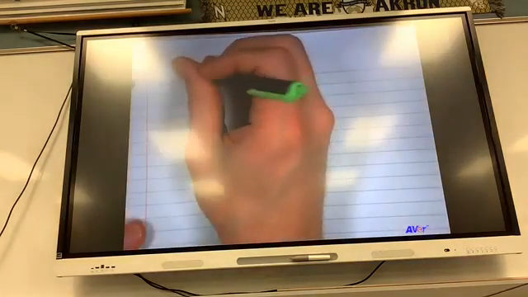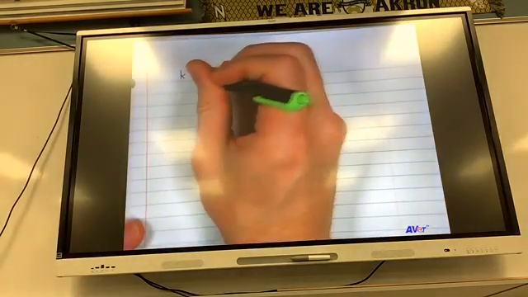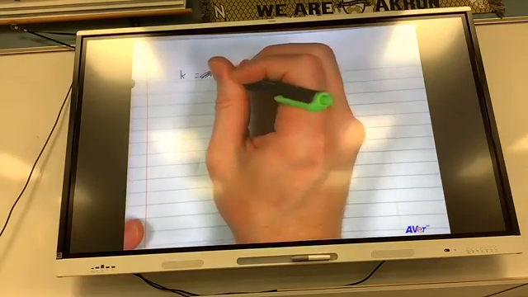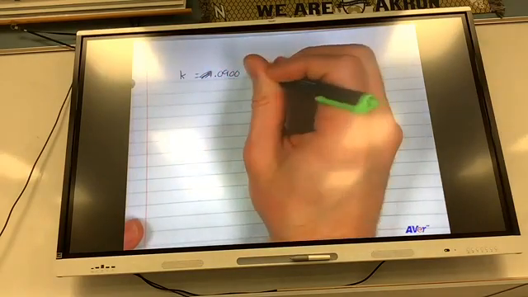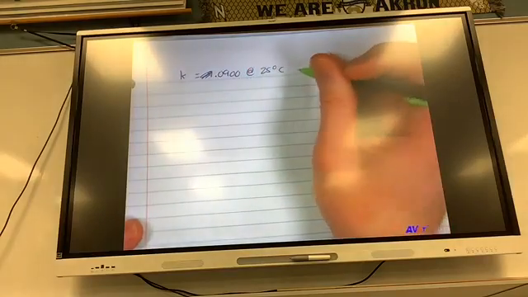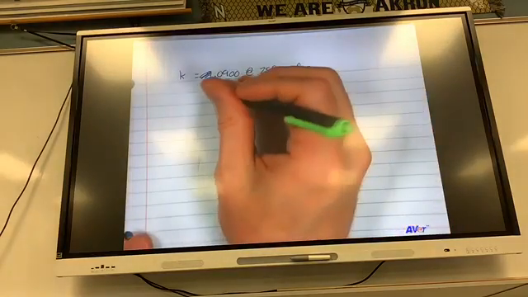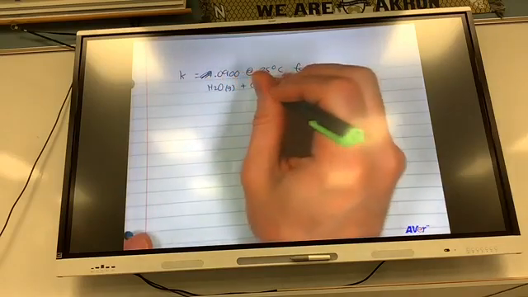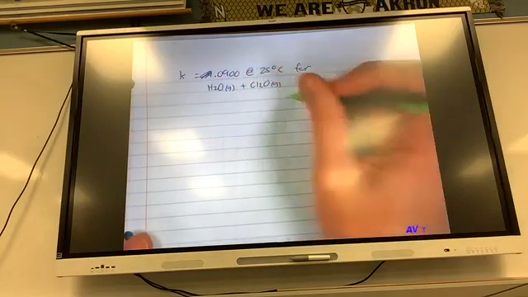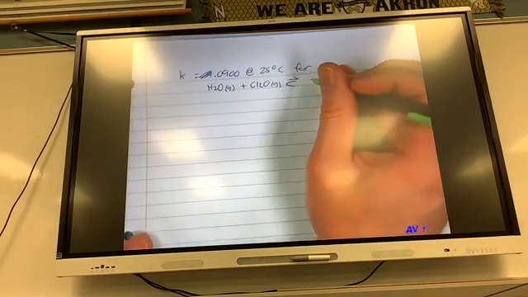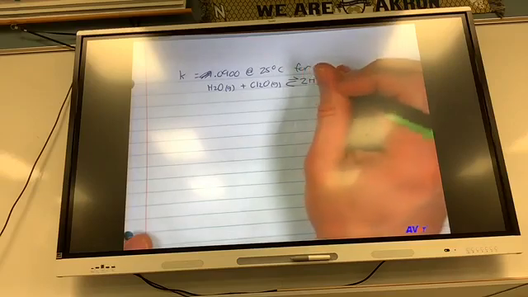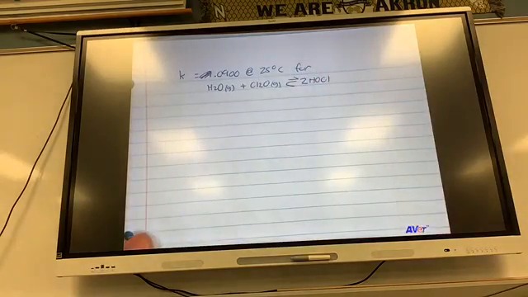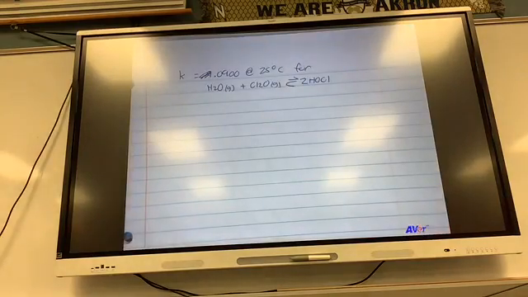All right, 45. The equilibrium constant, K, equals 0.0900 at 25 degrees Celsius for the following reaction. H2O gas plus Cl2O gas is in equilibrium with 2HOCl. You know what? This is going to be a pretty... Nah, it's fine. I'll just do it quick.